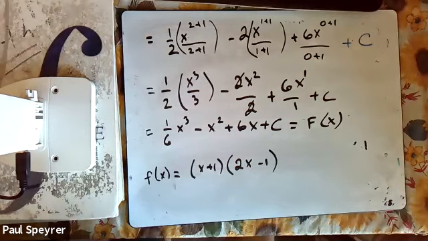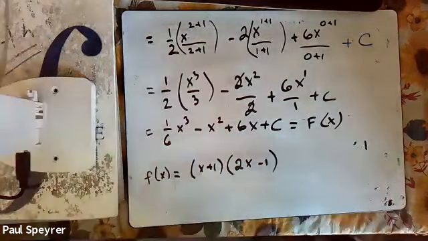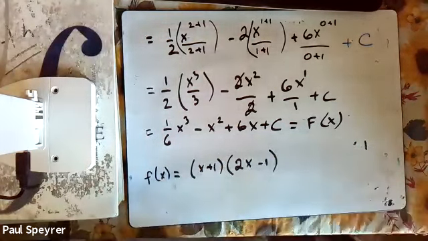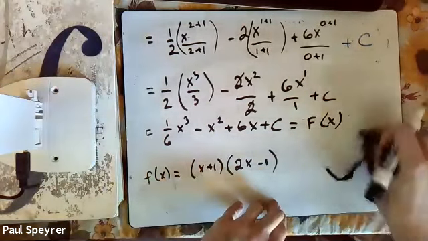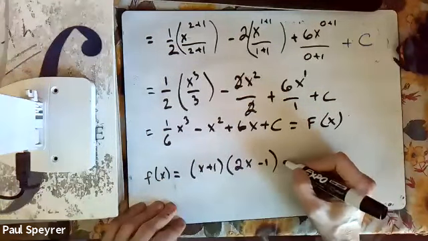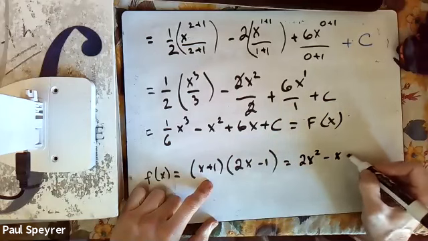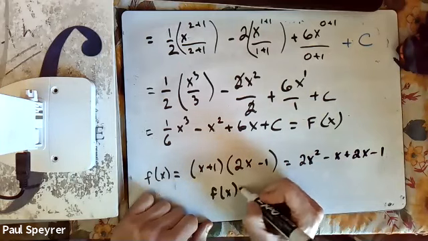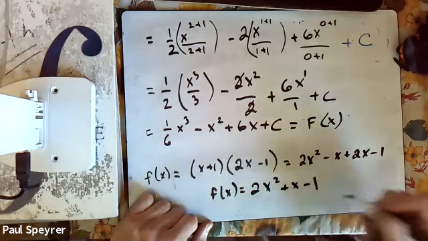In fact, for some things, you can't take the antiderivative, or they're so complicated that you have to actually use a computer with some special math software to figure it out. So what can we do to make this workable, since there's no product rule for antiderivatives? Well, we can multiply it, right? Let's FOIL this out. This is 2x squared minus x plus 2x minus 1. So we can say f of x is equal to 2x squared plus x minus 1.